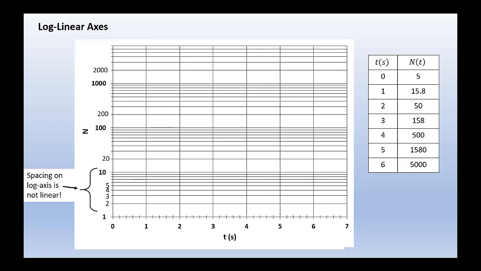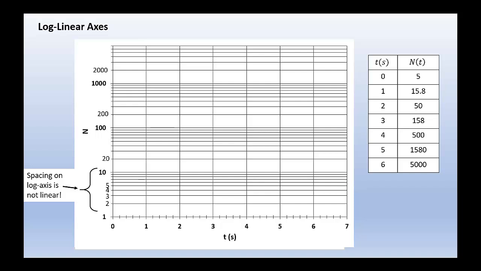The line right above 10 is actually 20. And so then it's 20, 30, 40, 50, and so on. And the line above 100 is 200, and so on and so forth. So it takes a little practice to learn how to read a log linear axis, but it's a really efficient way of plotting the data.